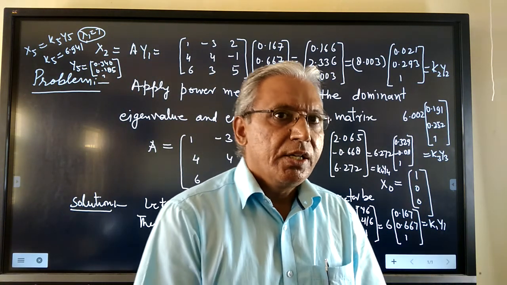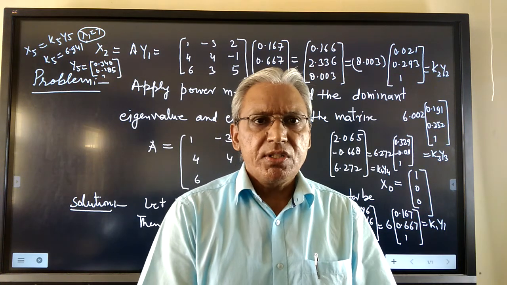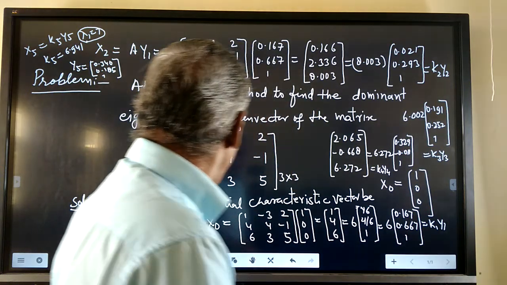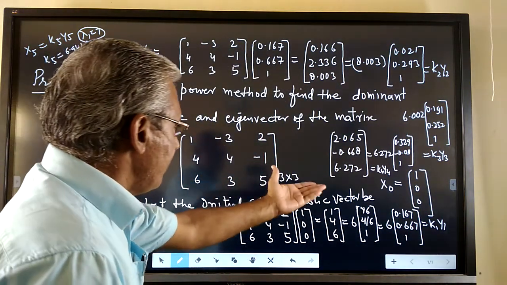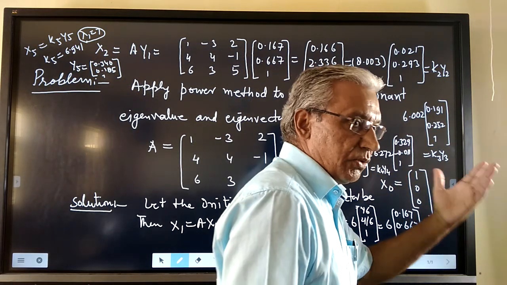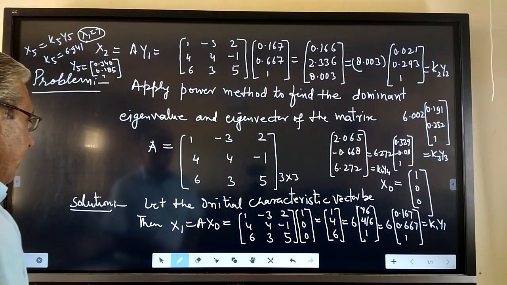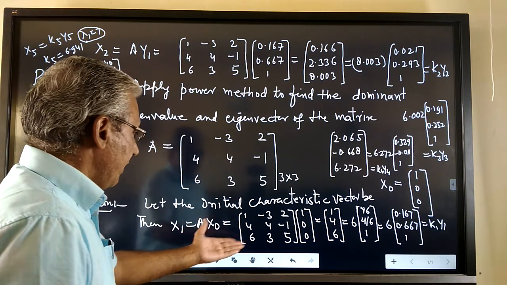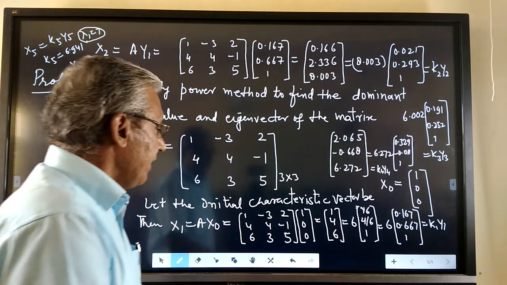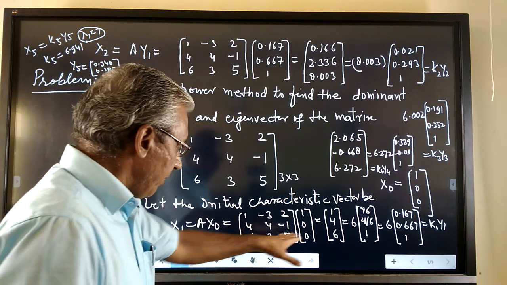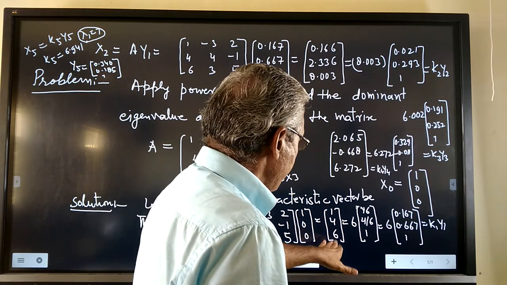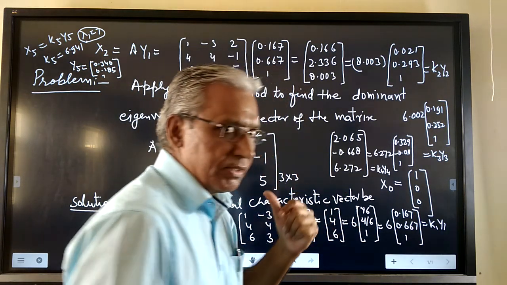We know that to apply the power method, first of all, we need an initial vector. So here we take the initial characteristic vector x0 as [1 0 0]. Then x1 equals A x0, where A is the given square matrix. After multiplying, we get the column matrix [1 4 6].